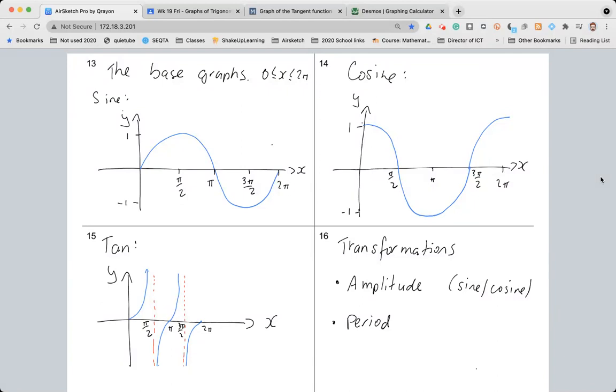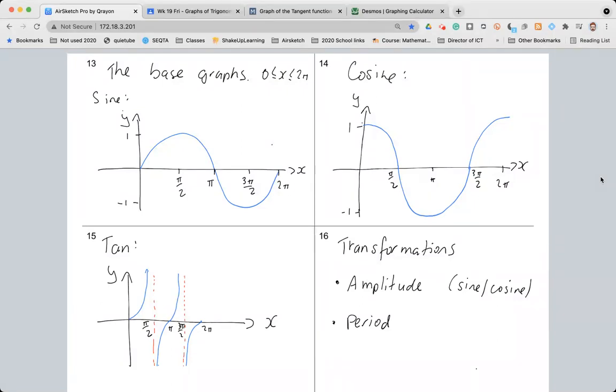So for sine and cosine, I would draw my axes, then I would draw my curves, then I would put in my x-intercepts and my maxima and minima. For tan, I would put in my asymptotes, and then I would draw the graph, and then I would put in my x-intercepts and not worry about a maximum or minimum because there isn't one.